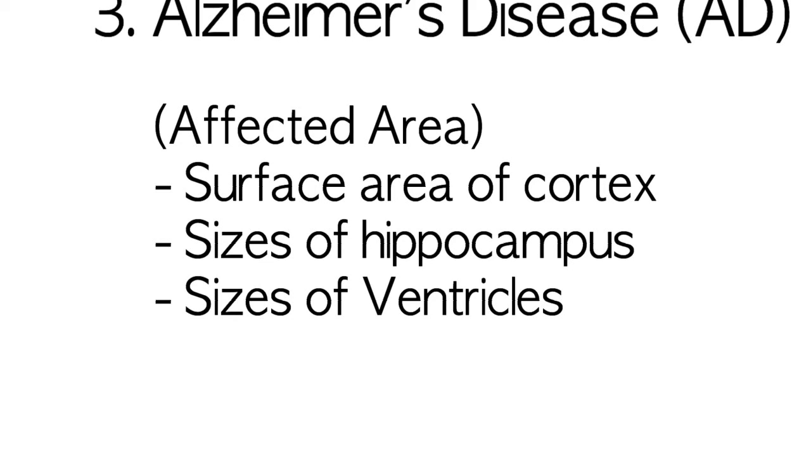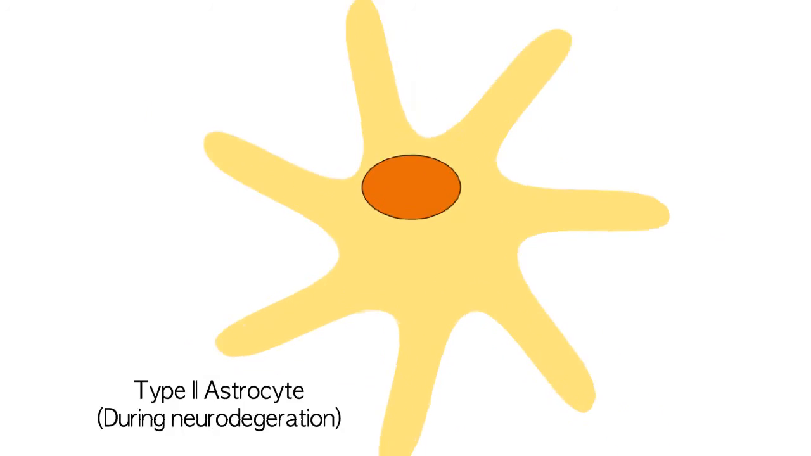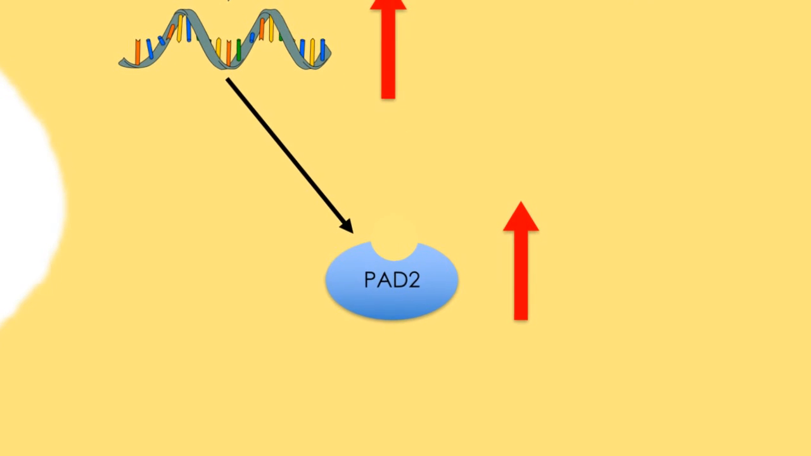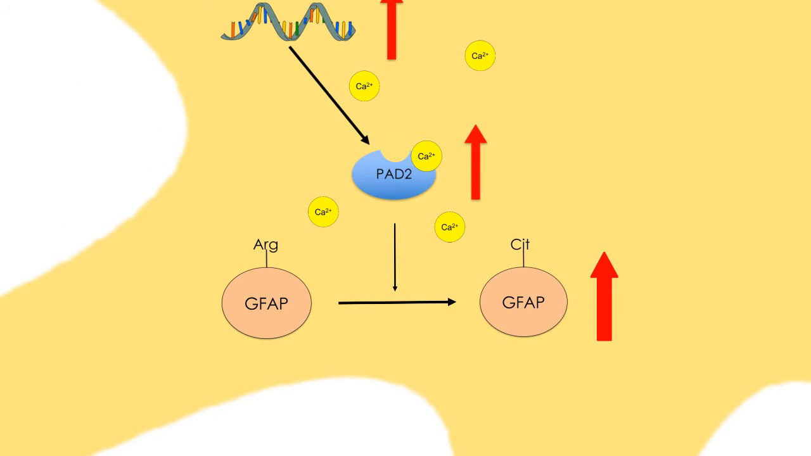Although there's no cure for AD currently, effort of AD research, such as looking for potential AD biomarkers, has been placed on diagnosing the condition before symptoms begin. Citrullination can serve as a potential biomarker for Alzheimer's disease. In neurodegeneration of type 2 astrocytes, the PAD2 mRNA production and translation increase. At the same time, the increase in the calcium ion concentration will activate PAD2, causing it to over-citrullinate GFAP.